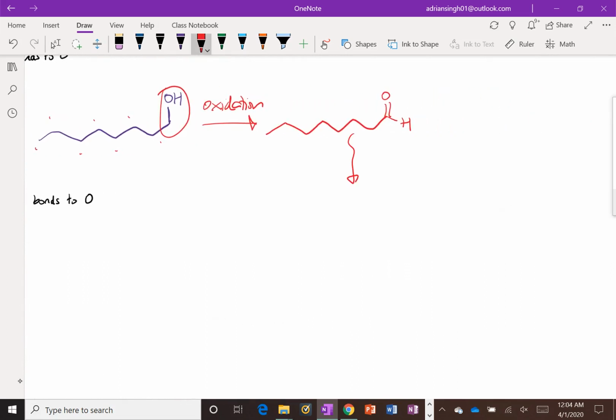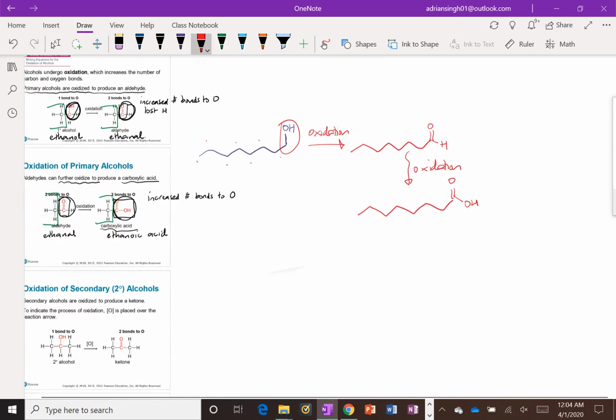And then if I oxidize this even further, I'm still going to have my 8 carbons, 1, 2, 3, 4, 5, 6, 7, 8. I'm just going to change the aldehyde now to a carboxylic acid. And that's it. That's all you're doing when you oxidize a primary alcohol.